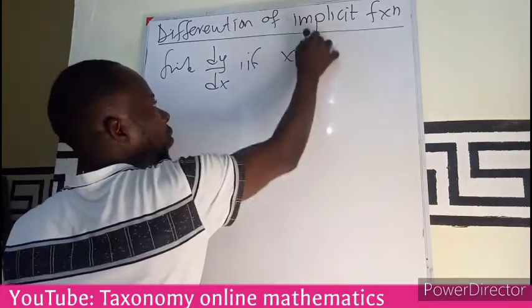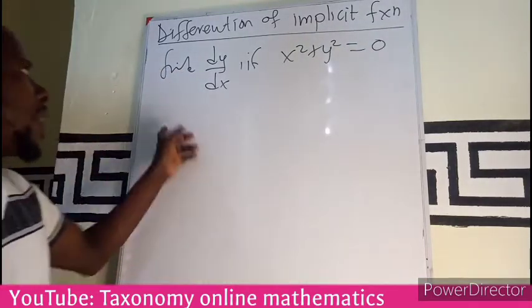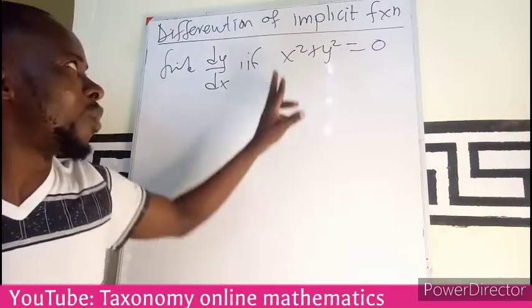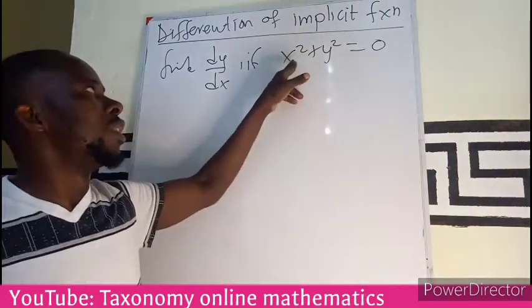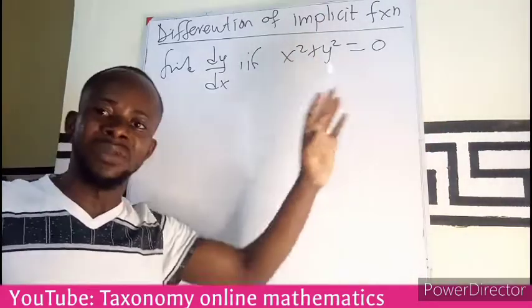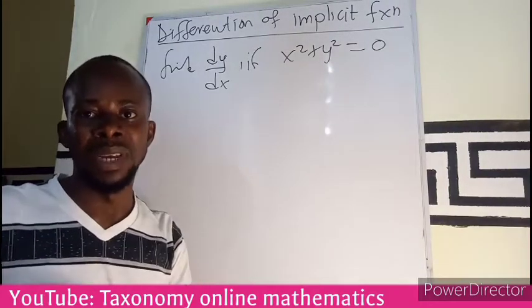So for example, if I have x squared plus y squared equals 0, and I am asked to find dy/dx. Now, if you are doing implicit differentiation, step one, you differentiate each of the terms separately. When you are done differentiating, then you make dy/dx the subject.